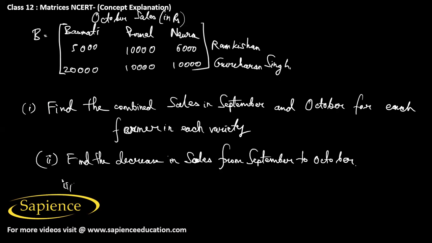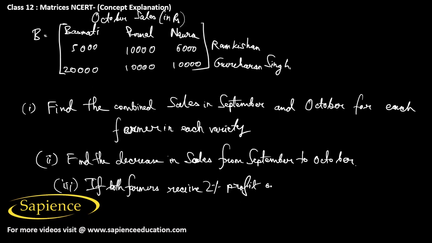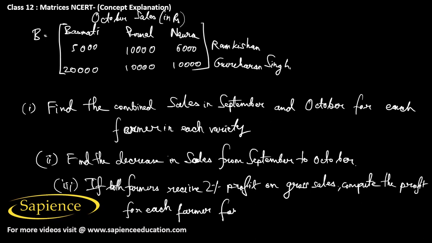Then the third question is, if both farmers receive 2% profit on gross sales, compute the profit for each farmer and for each variety sold in October.